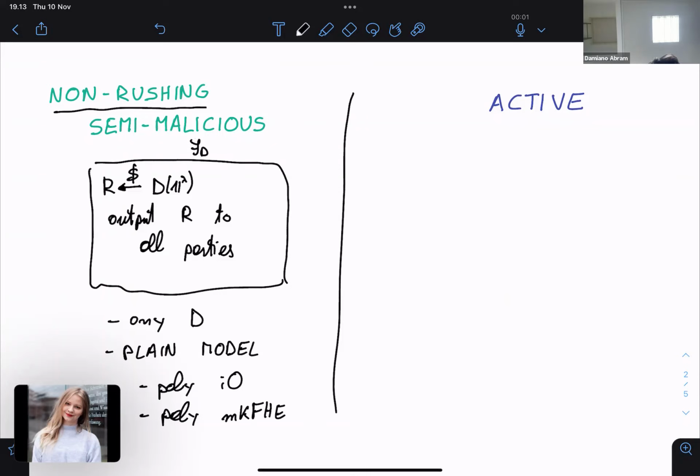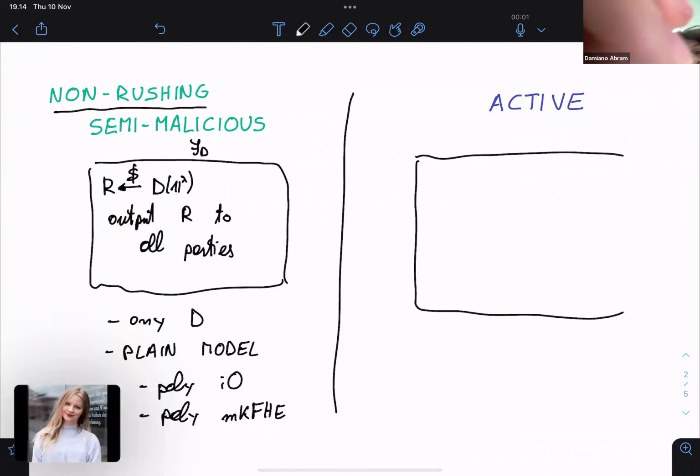Regarding polynomial security, it means that it's a standard definition of security, namely for every PPT adversary, the advantage in the relevant security games is negligible. Okay, so moving to the active case, we need to modify the functionality. So this functionality is split into two phases. We denote it by FD active.